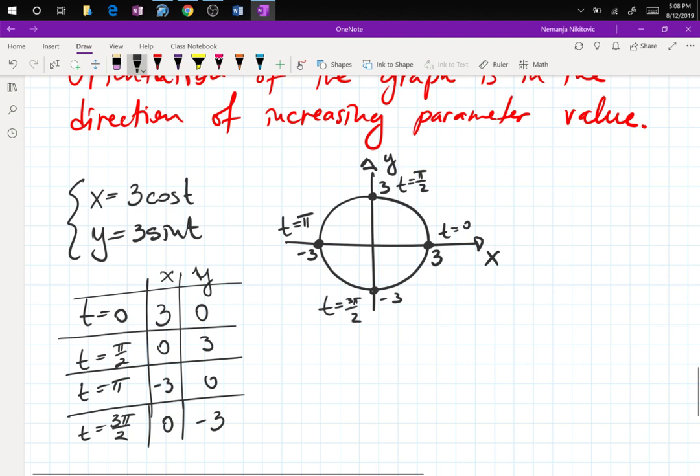Note the increasing values for the time. Now we chose pi's because the equations have sines and cosines. So we see that the orientation for the circle is counterclockwise. Maybe you want to write that in your notes. Default orientation for the circle is counterclockwise.